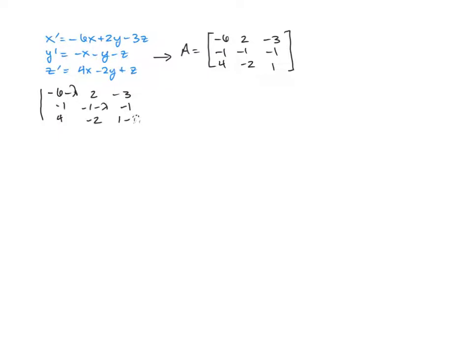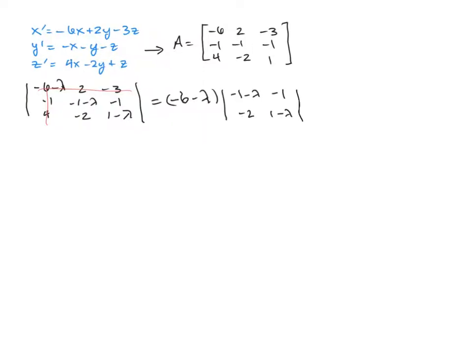All right, and then the next thing we'll do is use cofactor expansion because this determinant is for a 3 by 3 matrix. So we'll take our -6 minus lambda, and we will have that multiplied times the resulting submatrix we get, which will have a -1 minus lambda, a -1, a -2, and a 1 minus lambda. And then because we are going along this row, we will have a subtraction.